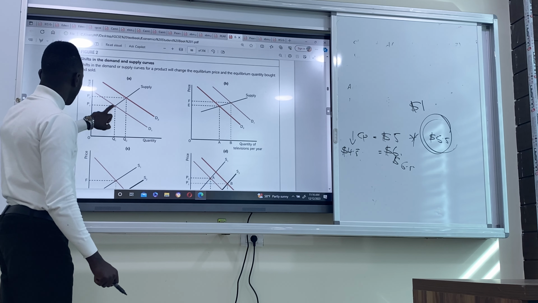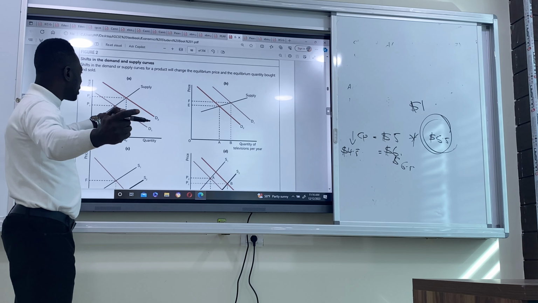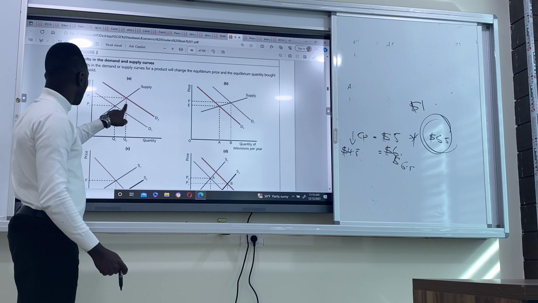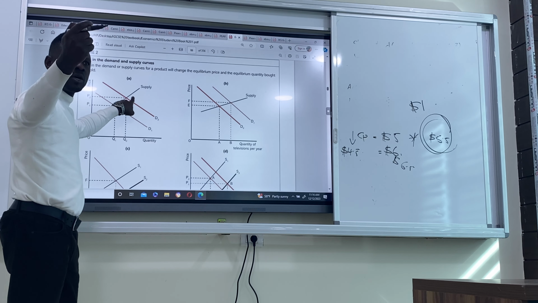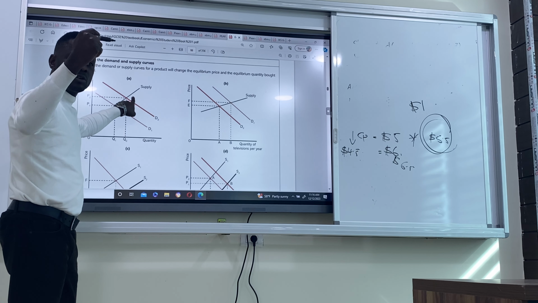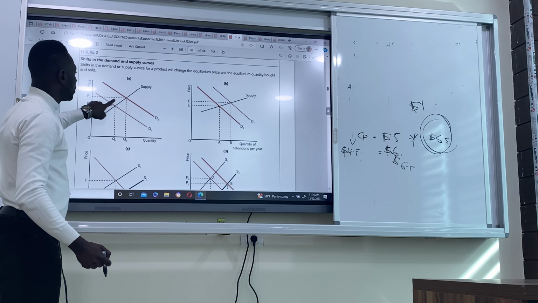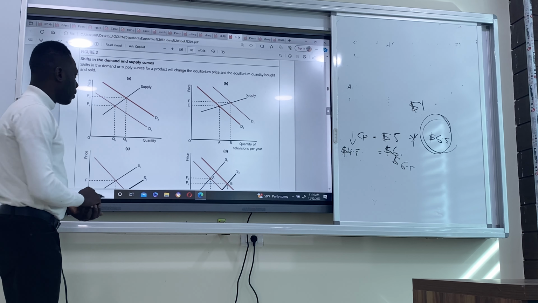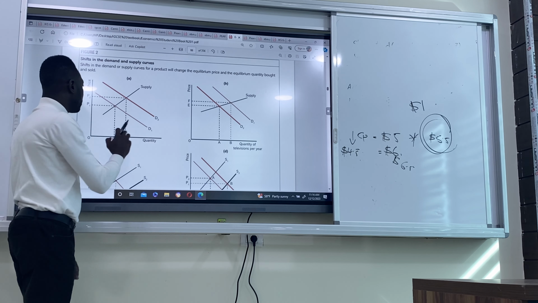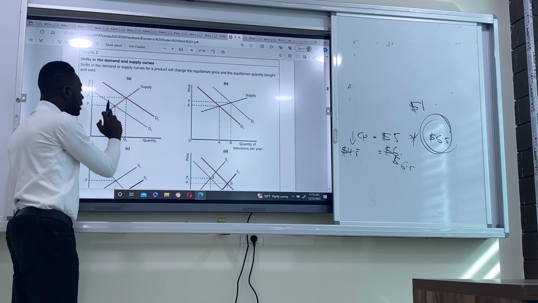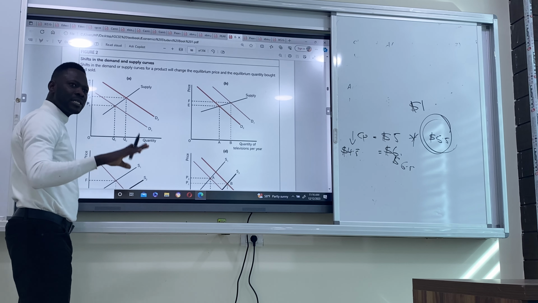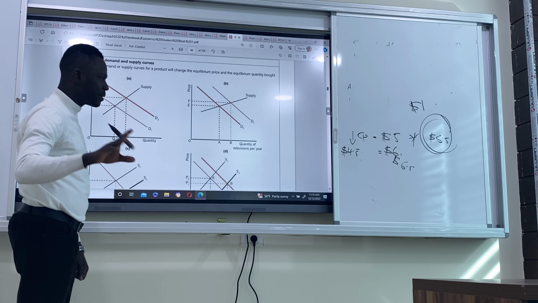At P1, Q1, then there's an increase in the quantity demanded from D1 to D2. At that point in time, there's going to be what? A new equilibrium. At that point, the equilibrium will be a higher equilibrium, P2, Q2. Why this? Before now, the market price is this. This is the price at which consumers and producers are willing to sell and buy.